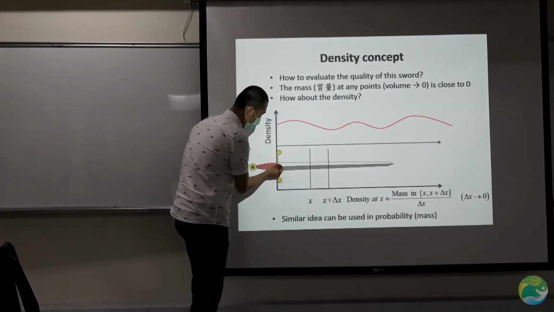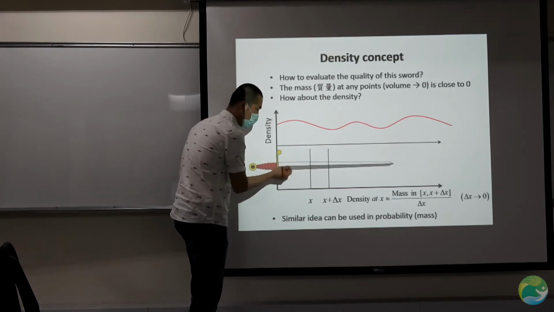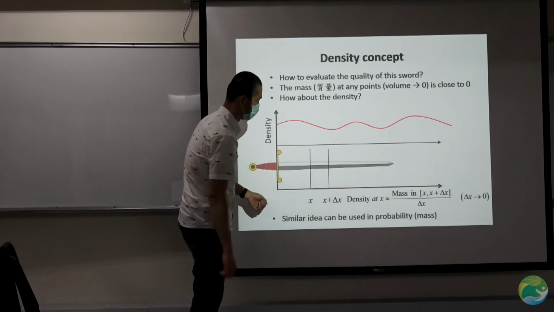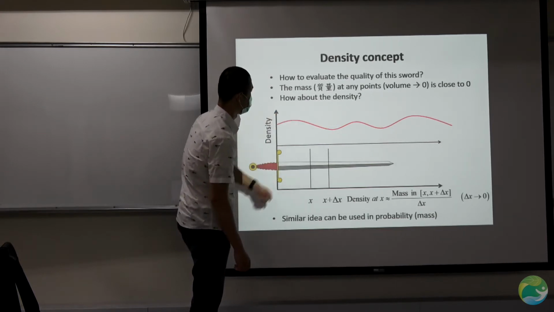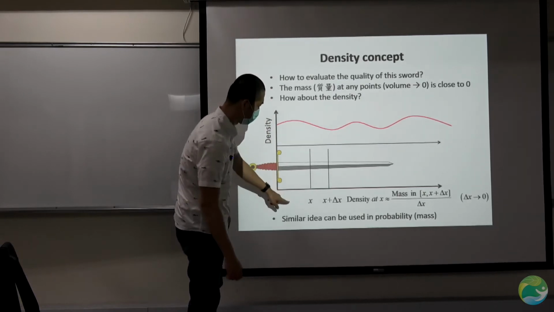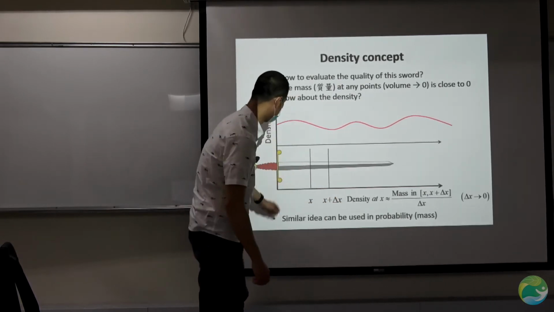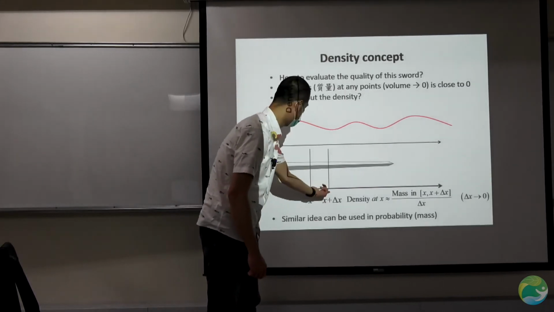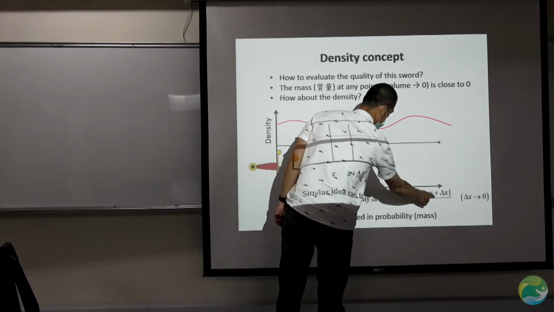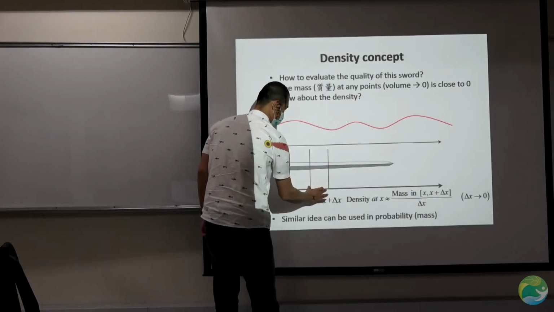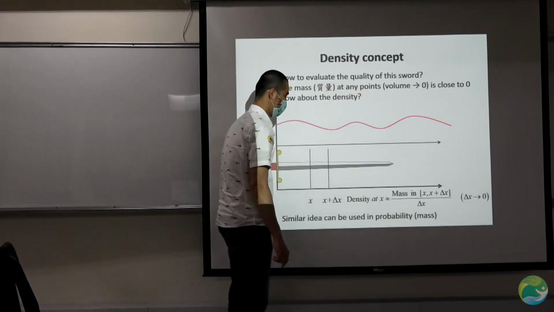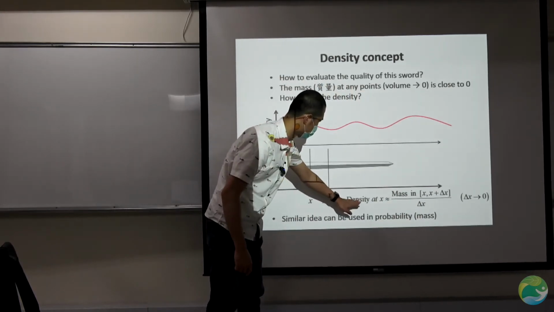And then to calculate the density, I'm going to weigh it by a machine, and then calculate the density of this sword. So I can come up with this value, right? So the density, how to calculate density? We cut this range, right? So the mass for this range divided by the size, okay? Then we can come up with the density.